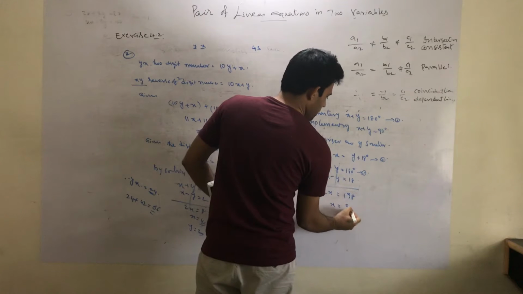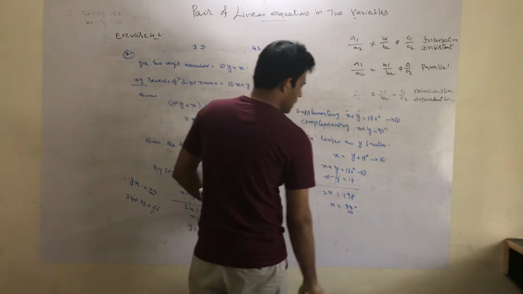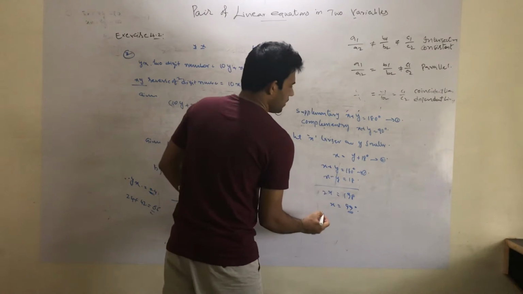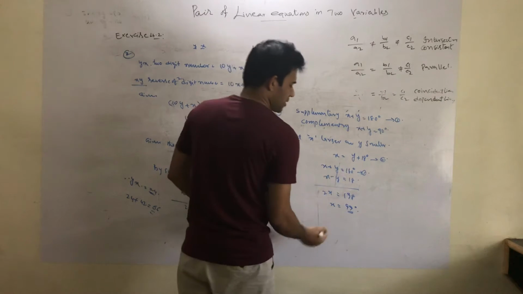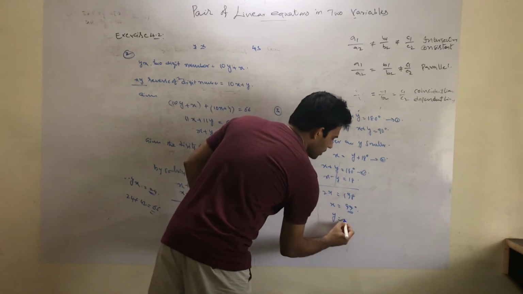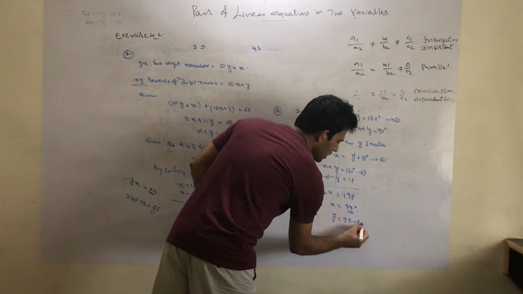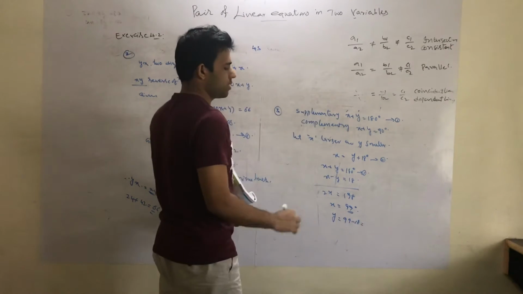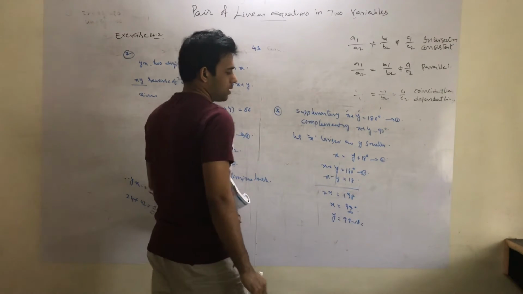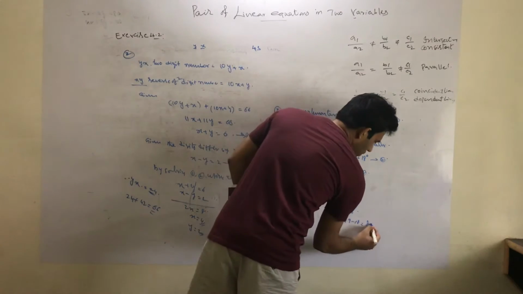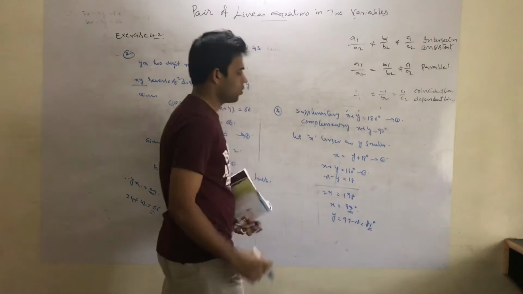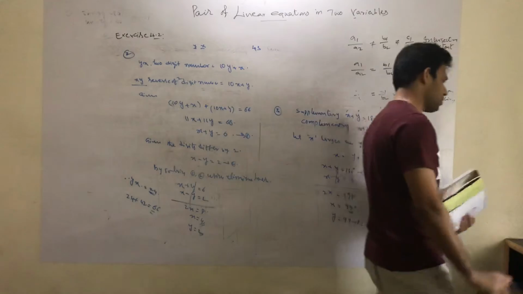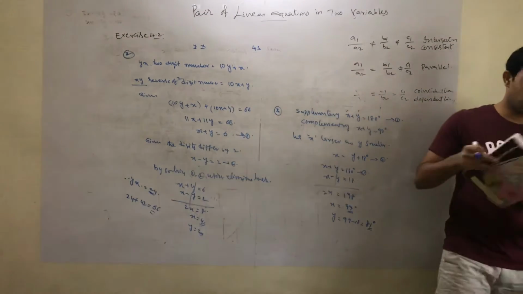2 9s are 18, so x is 99 degrees. Then what is y? y is 18 degrees less than that, right? So y becomes 99 minus 18. 99 minus 18 is 81. Okay, so x is 99 degrees and y is 81 degrees.